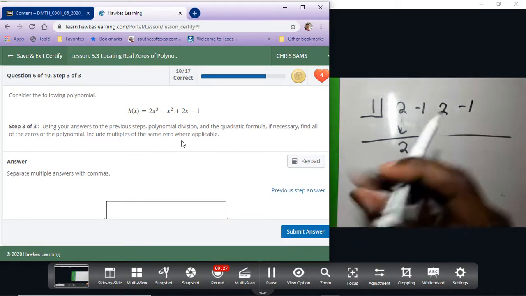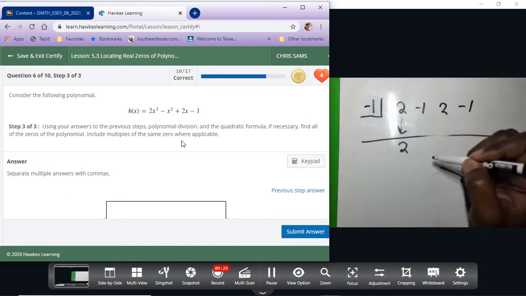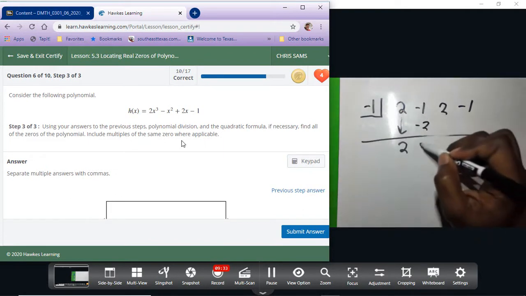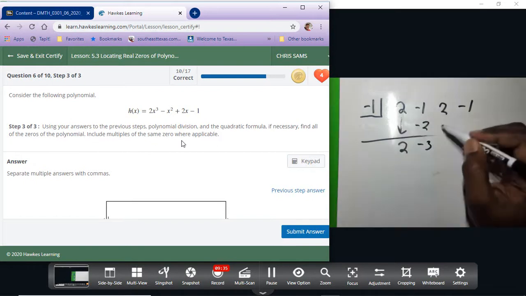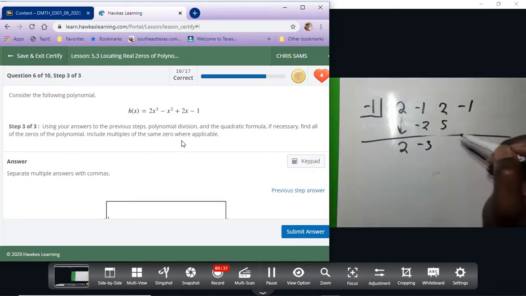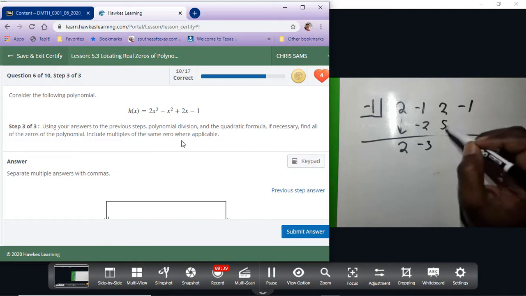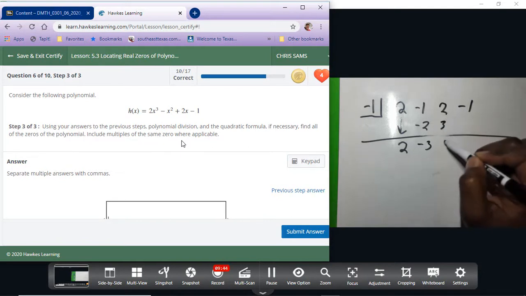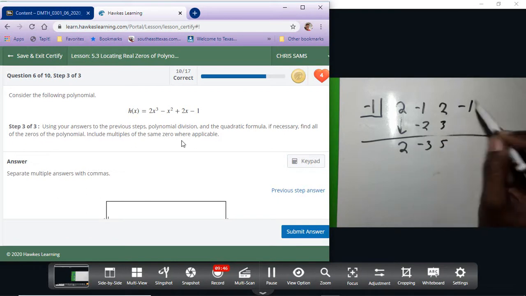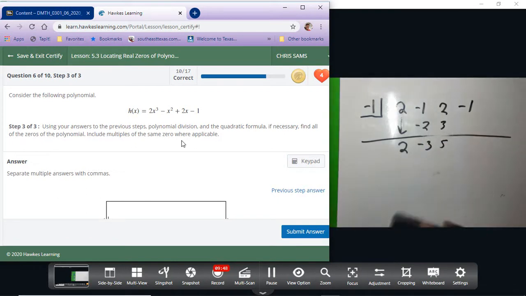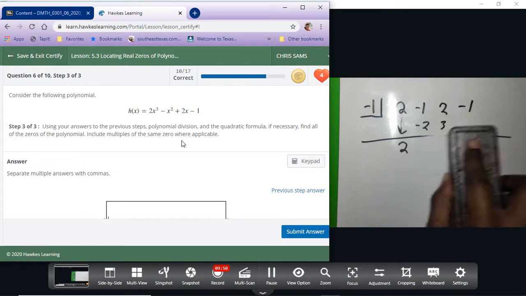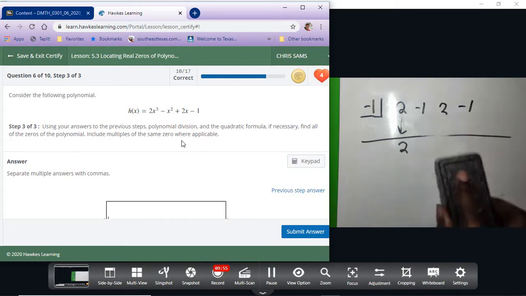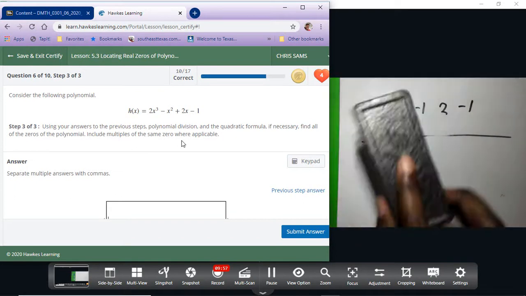Alright, so let's try negative 1. Negative 1 will give us negative 2, give us a negative 3. That will give us a positive 3, and that will give us 5, and that will not be 0 when I multiply that. Alright, so neither 1 nor negative 1 works.